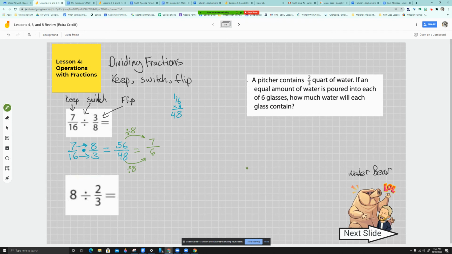Now 7/6 is just a division problem. So I'm going to take 7 and divide it by 6. And 6 goes into 7 one whole time. 1 times 6 is 6. 7 minus 6 is 1. So we have 1 remainder 1, which means our answer is going to be this 1 whole.